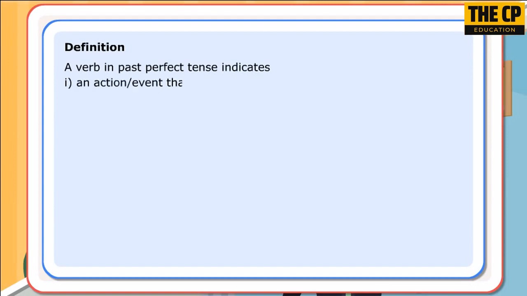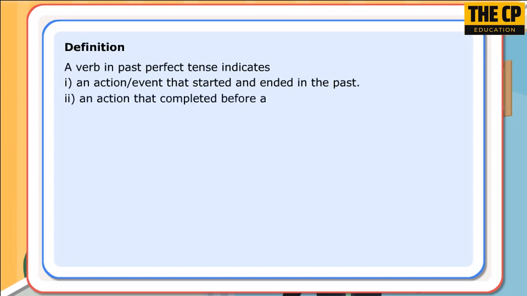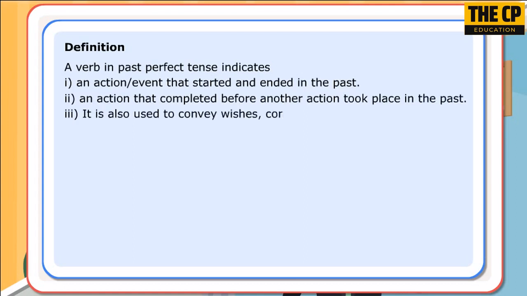Definition. A verb in past perfect tense indicates 1. An action or event that started and ended in the past. 2. An action that completed before another action took place in the past. 3. It is also used to convey wishes, conditions, or in a reported speech.